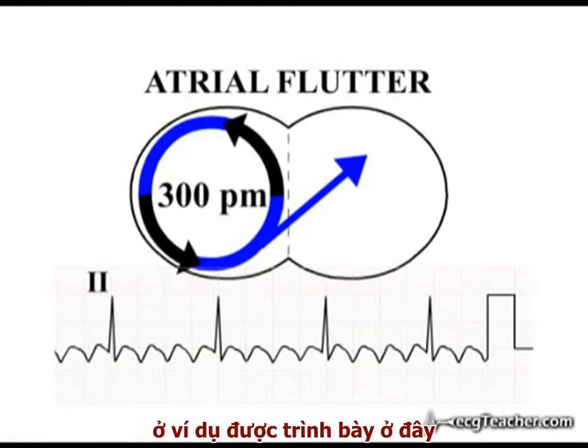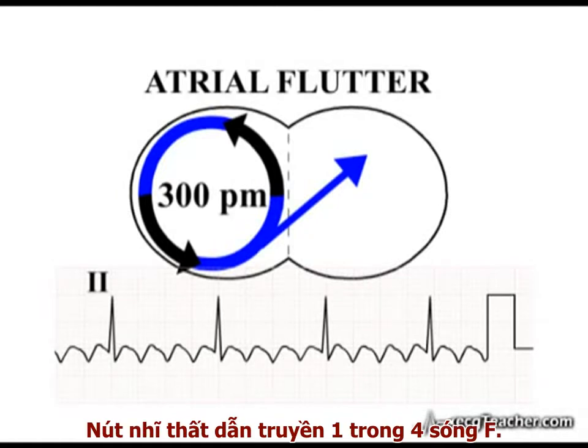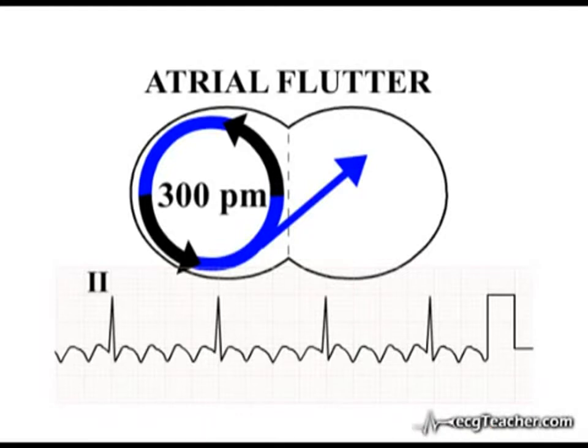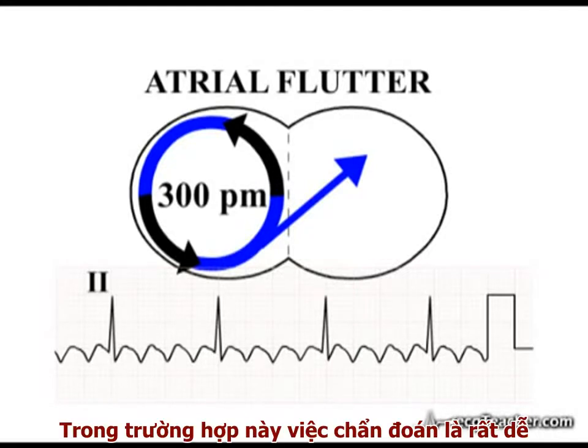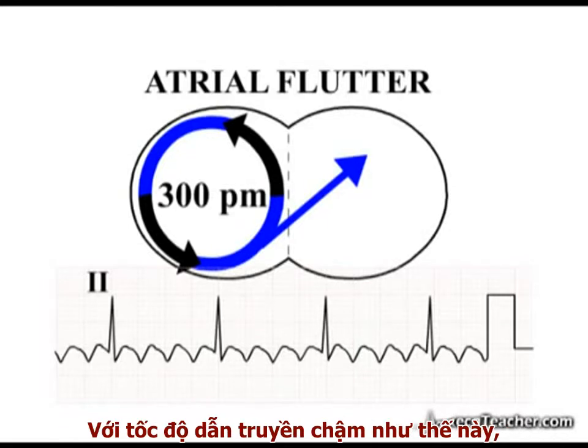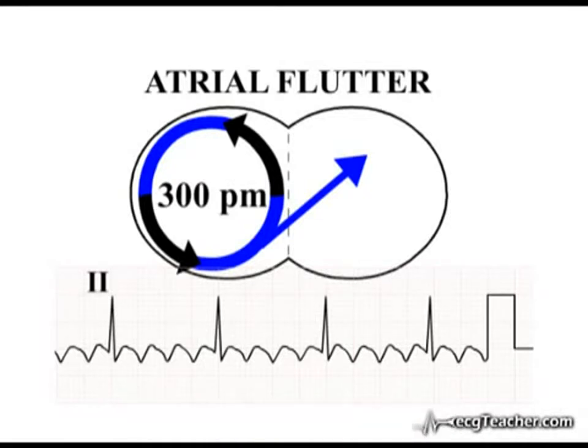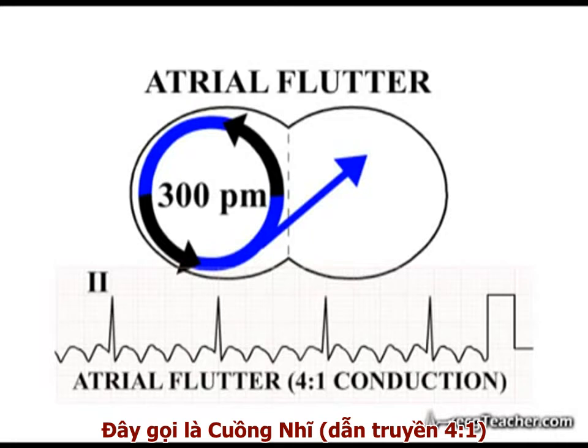In the example shown here, the AV node is conducting 1 in every 4 flutter waves, giving a ventricular rate of 75 beats per minute. Note how easy it is to make the diagnosis in this case. With this low level of conduction, we can easily identify the flutter waves between episodes of ventricular activity. This is atrial flutter with 4:1 conduction.